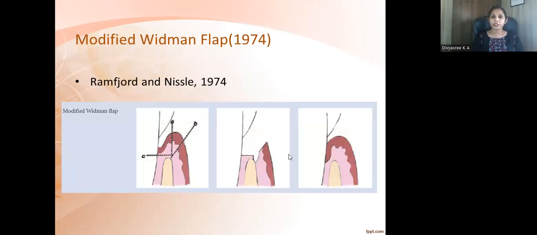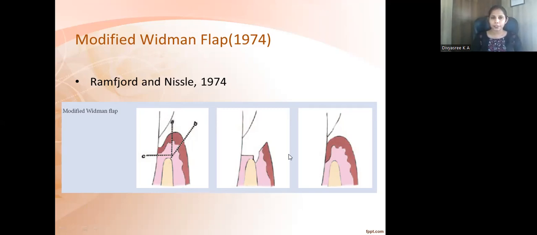Now coming to the flap surgeries in pocket therapy. Different surgeries are involved in periodontal pocket therapy. Among them, the first one is gingivectomy. It does not come under periodontal flap surgeries, so we are not discussing gingivectomy here. Here we are discussing only the periodontal flap surgeries in correction of pockets.